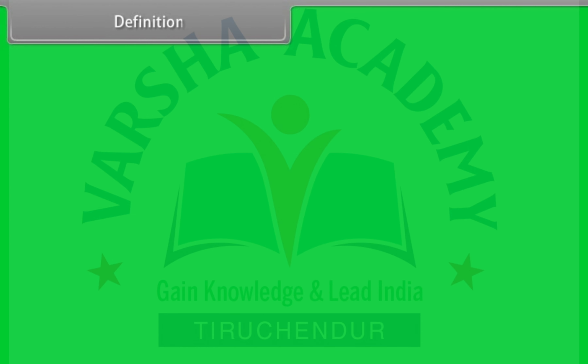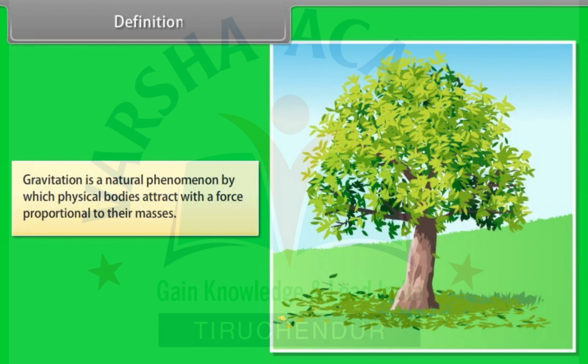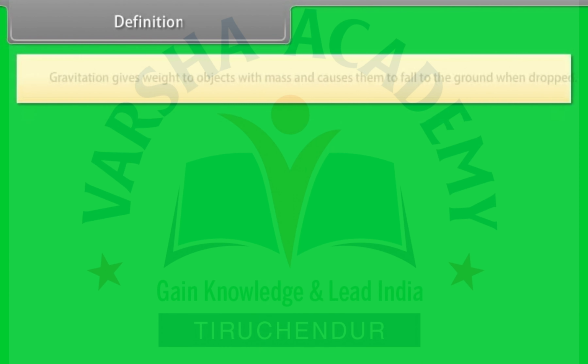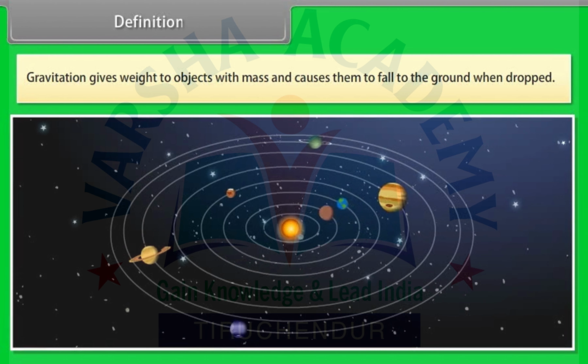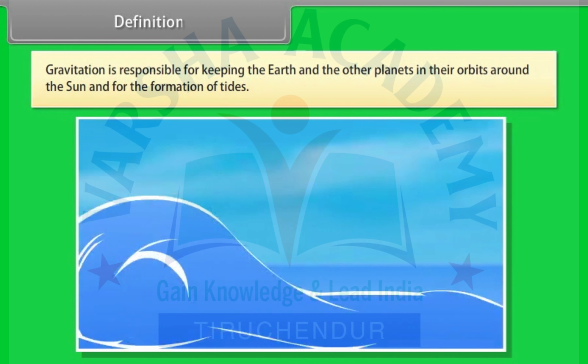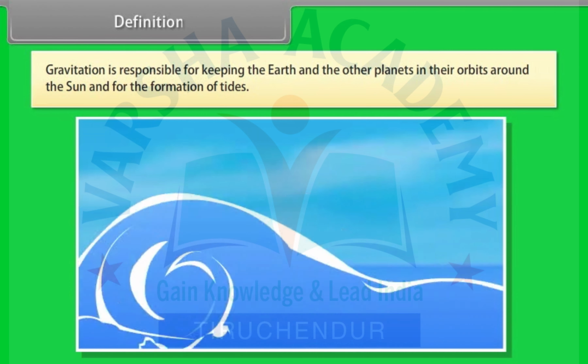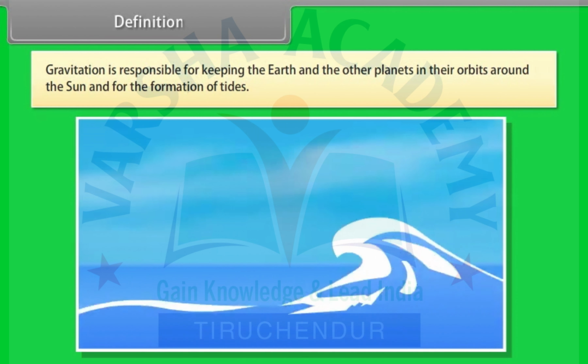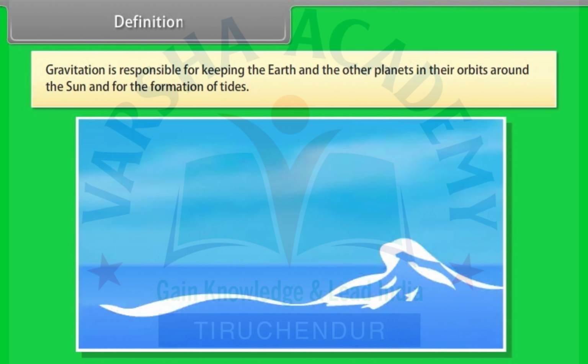Definition. Gravitation is a natural phenomenon by which physical bodies attract with a force proportional to their masses. Gravitation is most familiar as the agent that gives weight to objects with mass and causes them to fall to the ground when dropped. Gravitation is responsible for keeping the Earth and the other planets in their orbits around the Sun and for the formation of tides.